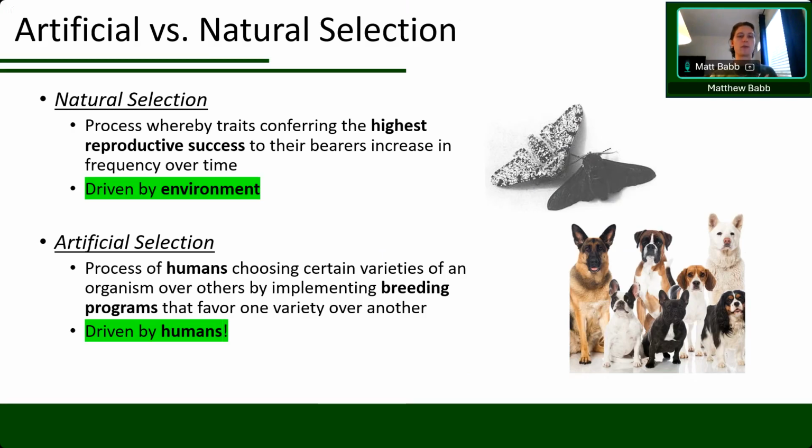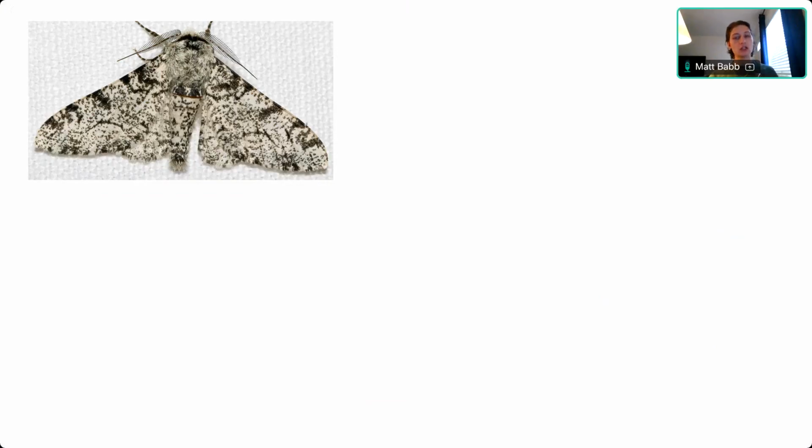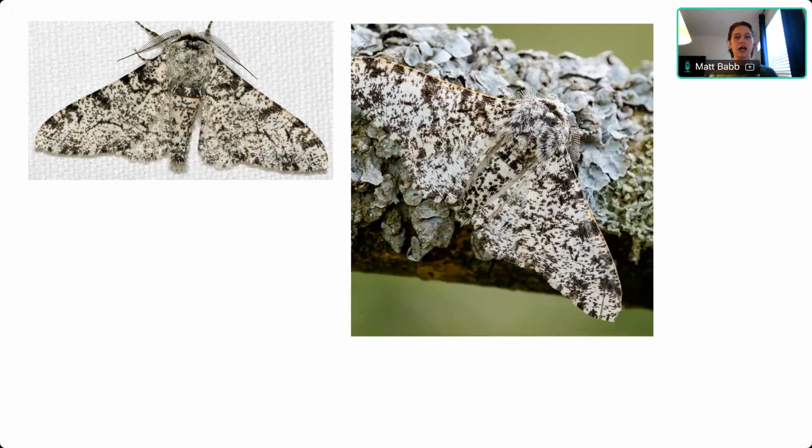So let's go over the peppered moth example. In the early 1800s in London, there were these moths that were called peppered moths. They're pictured here. They have this salt and pepper kind of look to them. And this pattern helped the moths survive because it helped them to camouflage against lichens that were growing on the tree bark. Unfortunately, then something changed within their environment.